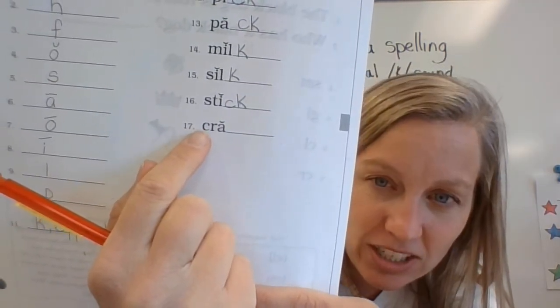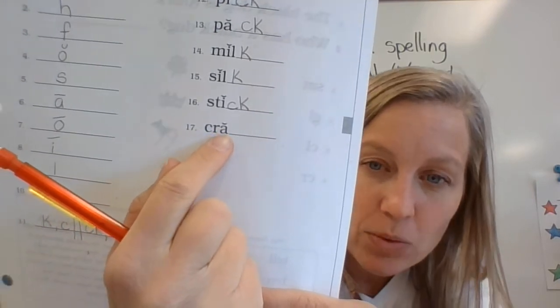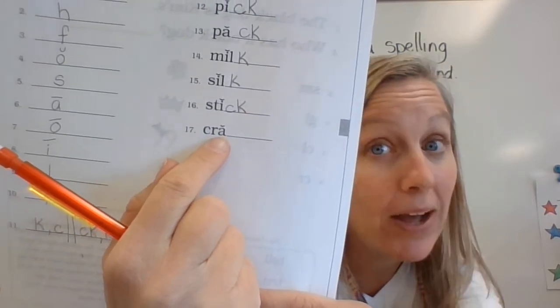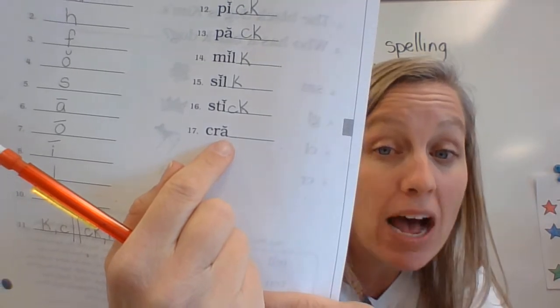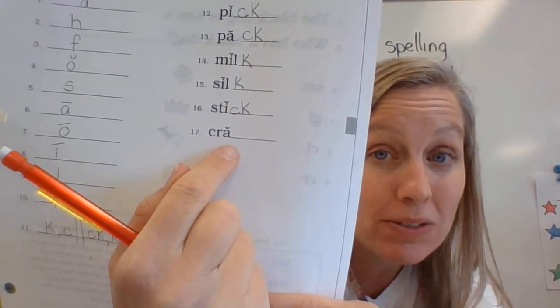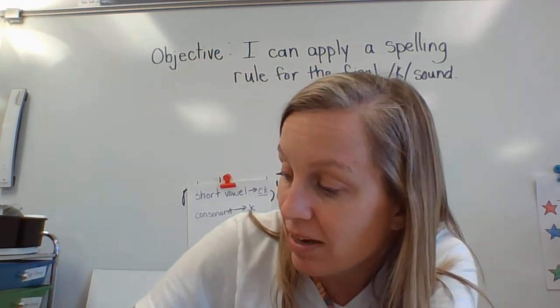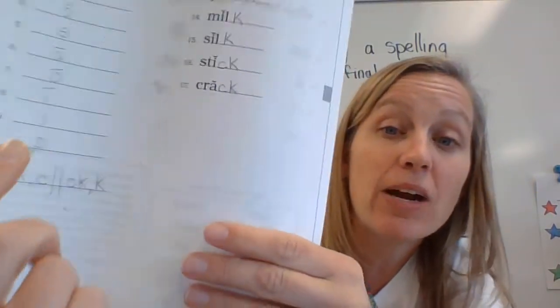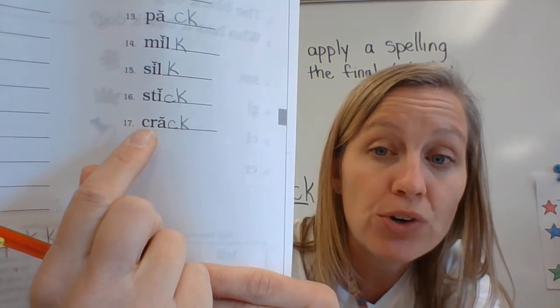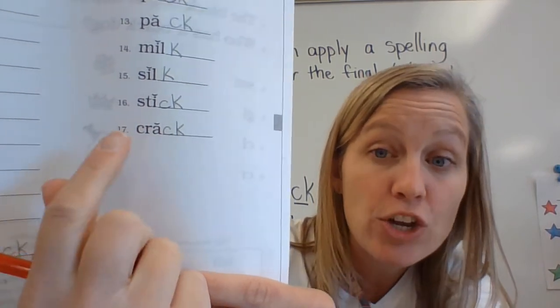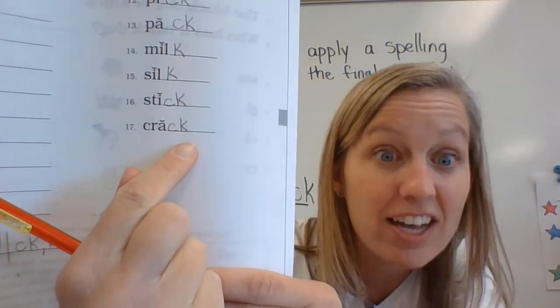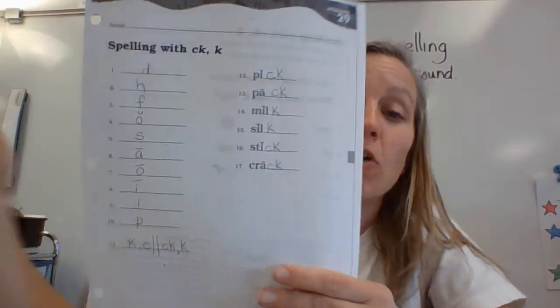Good. Number 17. Look at our letters. We have an A, short vowel A. After a short vowel, what kind of K would we use? CK. So let's go ahead and put a CK. Let's read that word out together. Crack. Crack. Good.